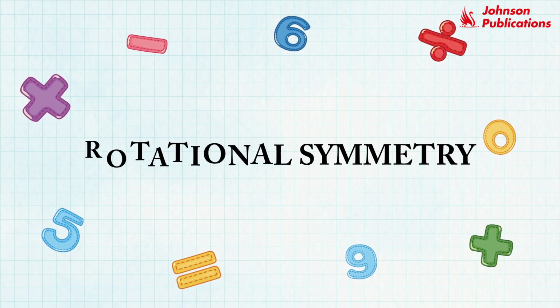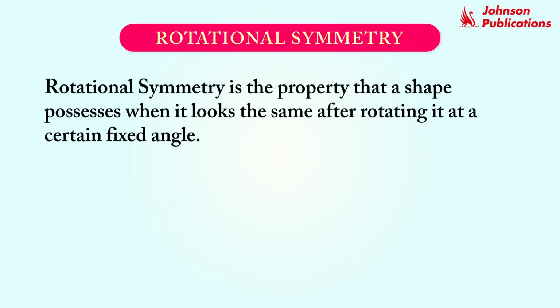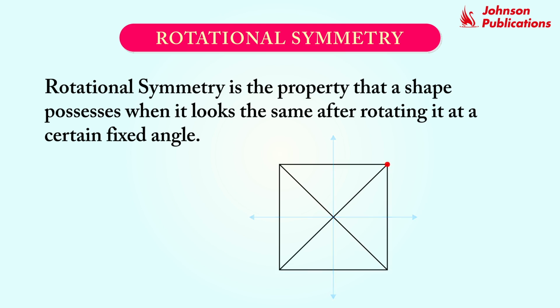Rotational symmetry. Rotational symmetry is the property that a shape possesses when it looks the same after rotating it at a certain fixed angle. Let us rotate the shape to 180 degrees. Observe that the shape looks the same. Now let us rotate the shape to 270 degrees. Observe that the shape again looks the same. We again rotate the shape to 360 degrees and we observe that the shape remains the same.